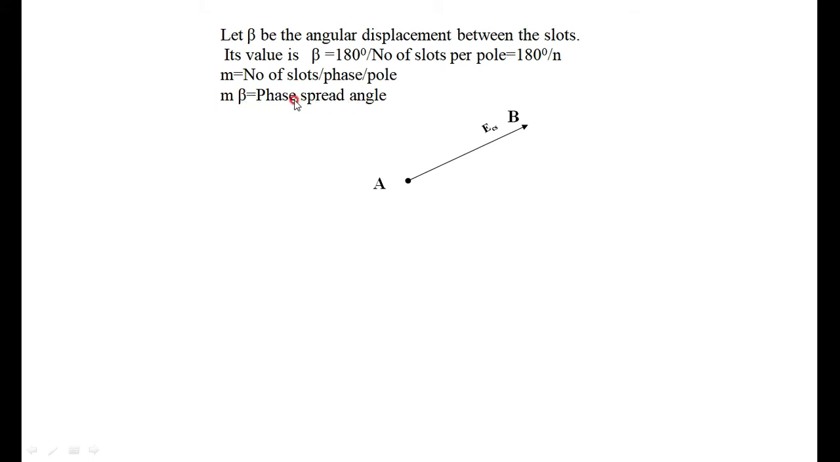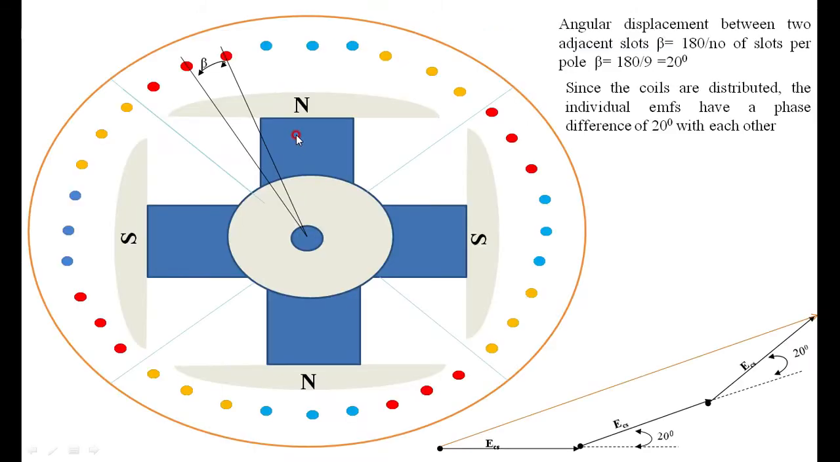The M beta is the phase spread, which means how many slots per pole per phase. The angle which is spreading over from here to here, that is one particular phase, is called the phase spread. That is, M beta is called the phase spread. Now in this case, how many slots are we getting for one particular phase? There are M number of slots we are getting for each phase under each pole.